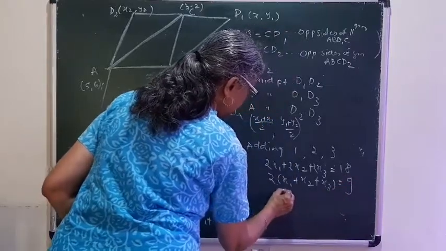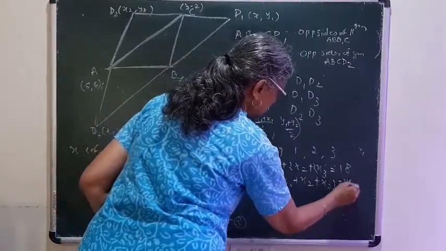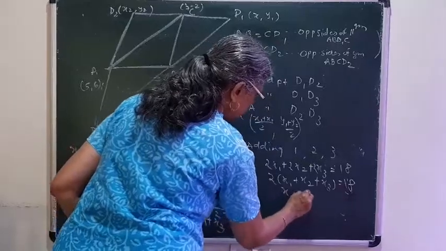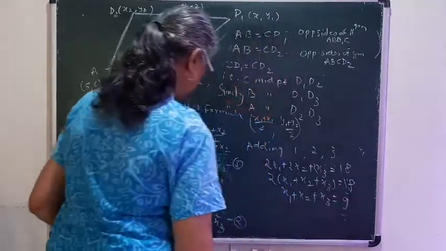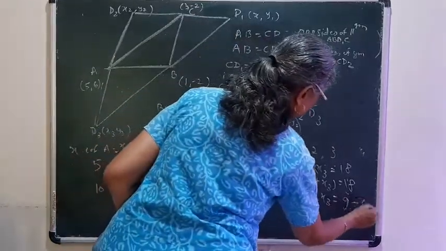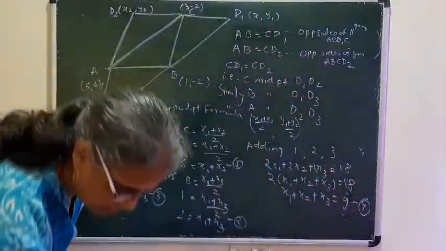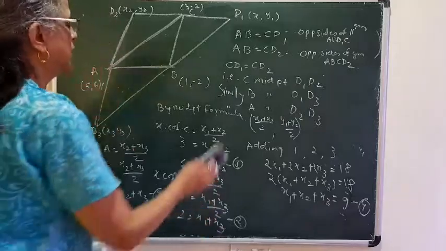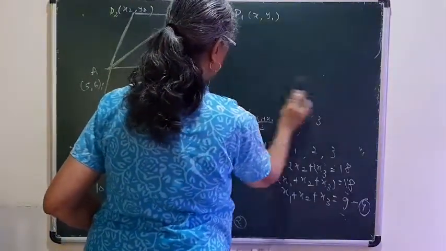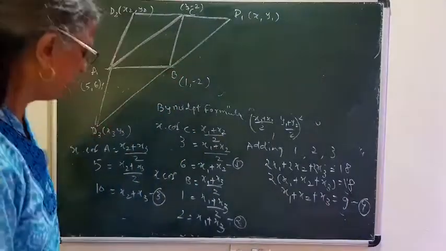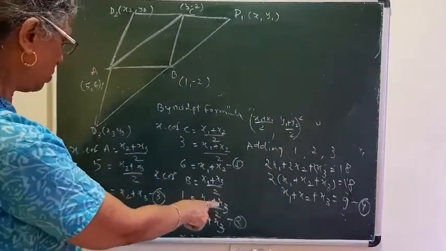So we have x1 plus x2 plus x3 is equal to 9. So suppose this is our fourth equation. Then after getting this fourth equation, we have to only substitute. We will get the remaining individual coordinates.